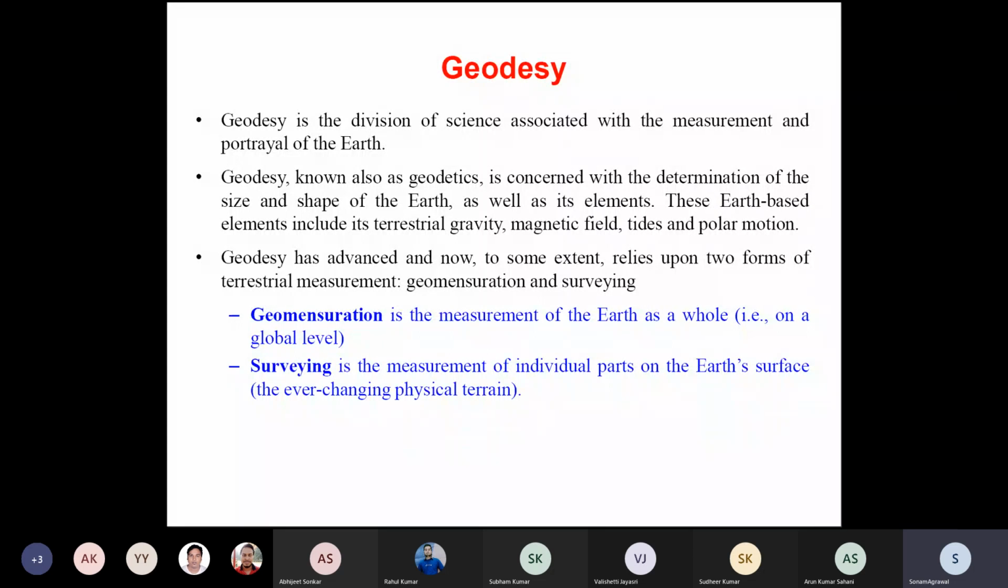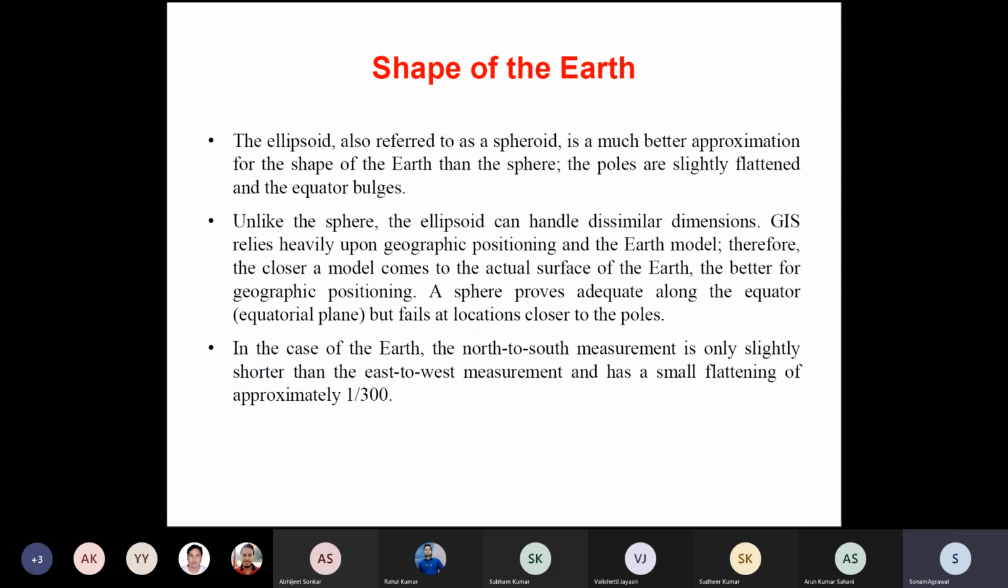So coming back to geodesy, what is actually the shape and size? We have learned about the historical views, but what is the actual shape of the earth? As given in the slide, the ellipsoid, which is also referred to as a spheroid, is a much better approximation for the shape of the earth than the sphere, because the poles are flattened and the equator bulges out. This was first said by Columbus, who said that the earth is not a round figure, but is somewhat like an orange.